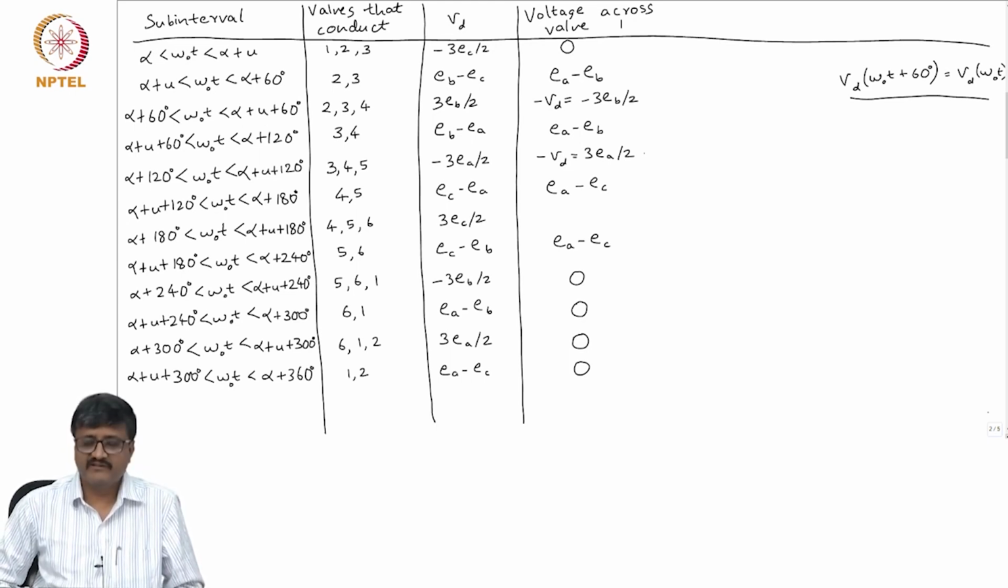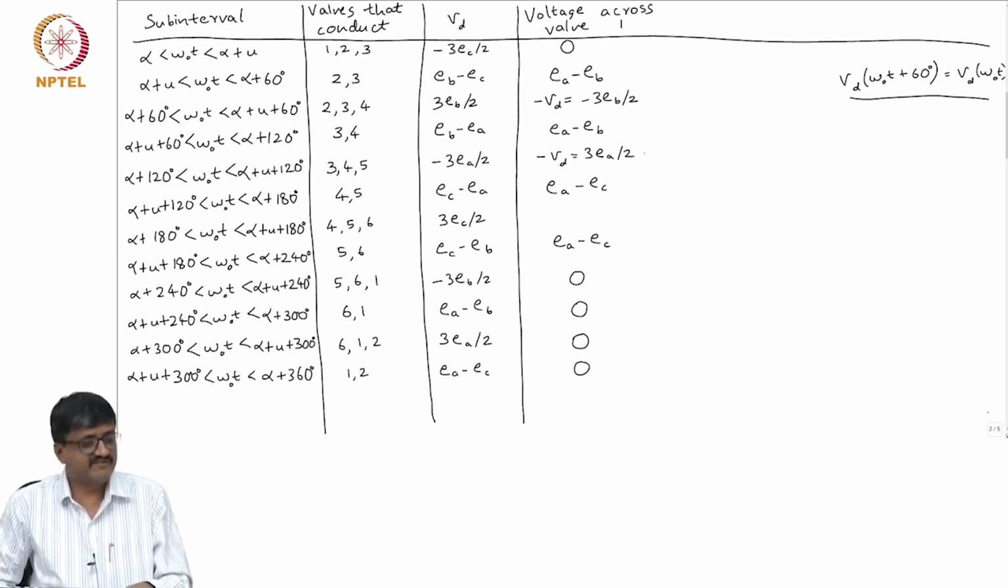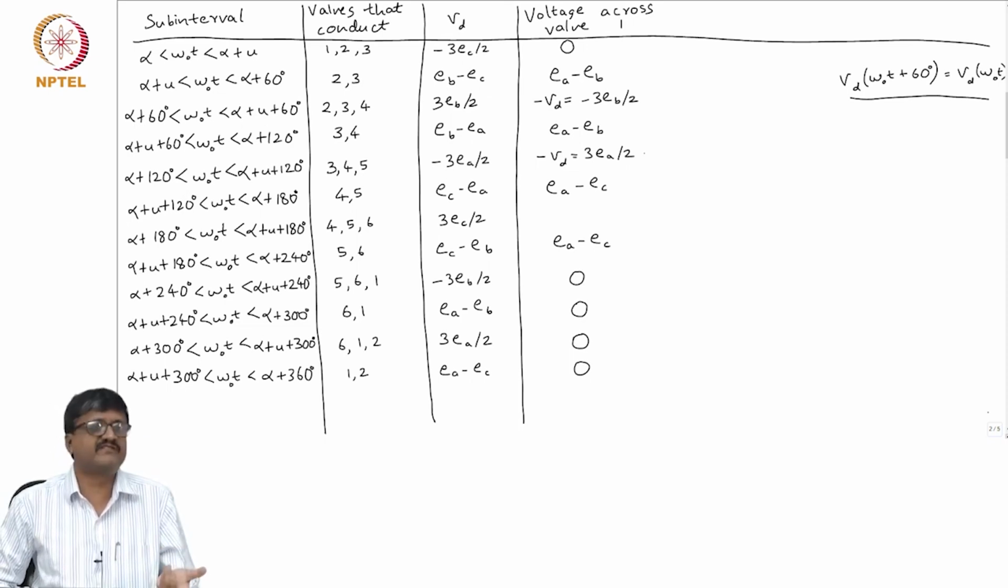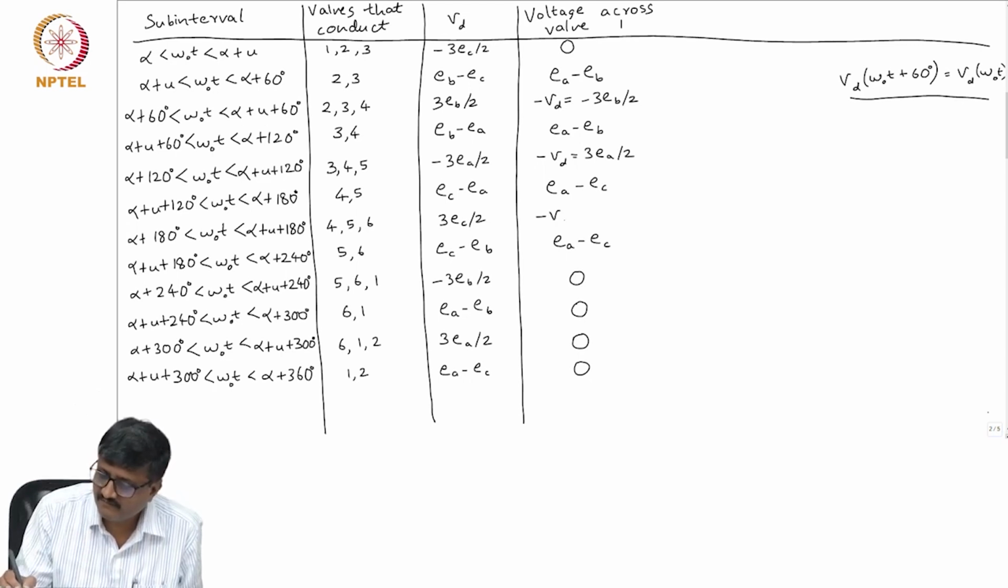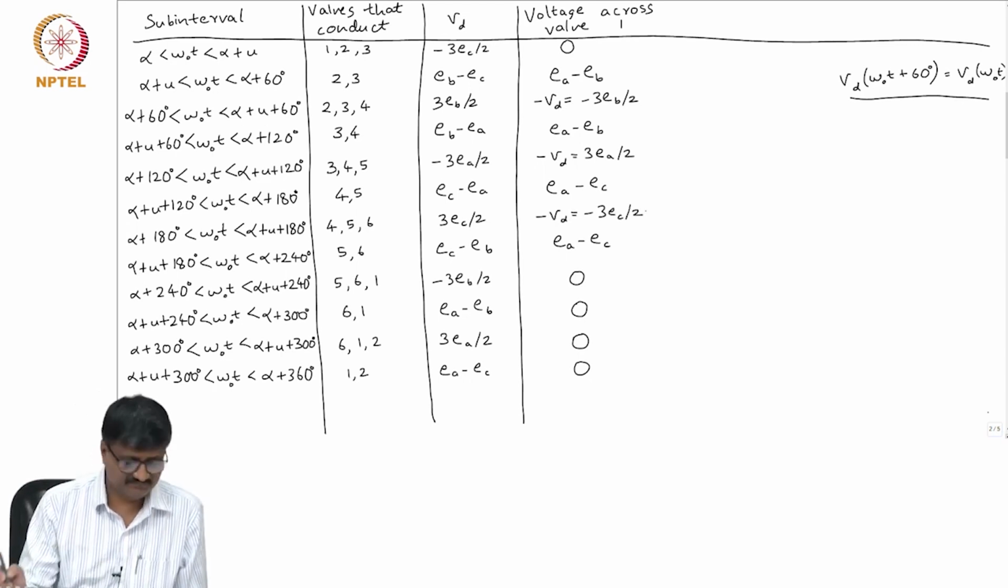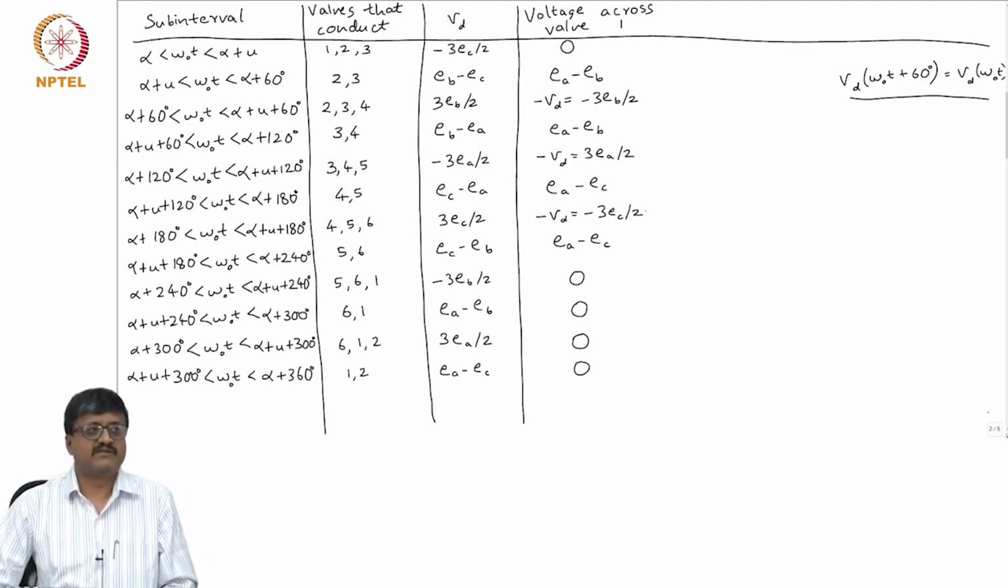Then what about now the next subinterval in which 3 valves are conducting, 4, 5, 6, again 4 is conducting. So, when 4 is conducting, it is again minus V d. So, it is minus 3 E C by 2. Is that clear?